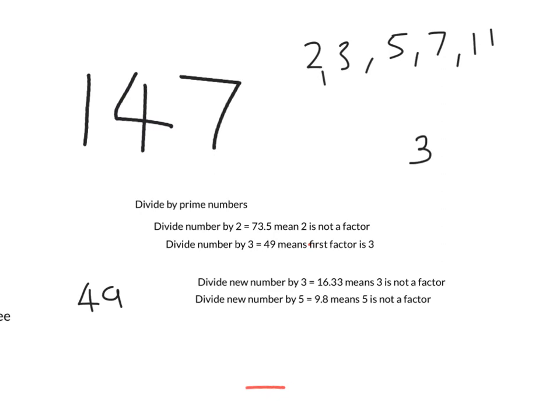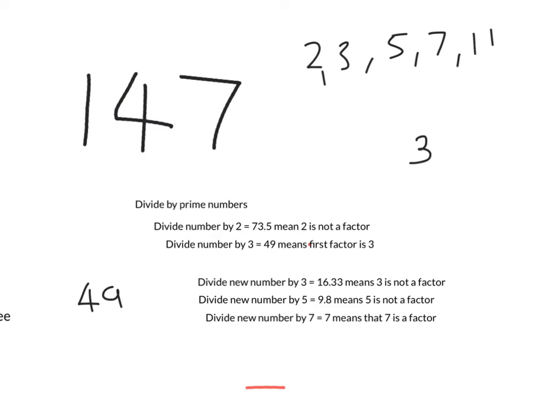Now I'm going to divide the new number by our next prime, which is 7. Divide the new number by 7. And I can see straight away that 7 will be another 7. 7 times 7 equals 49. And that means that 7 is a factor. All right? So it means that our new number is 7.